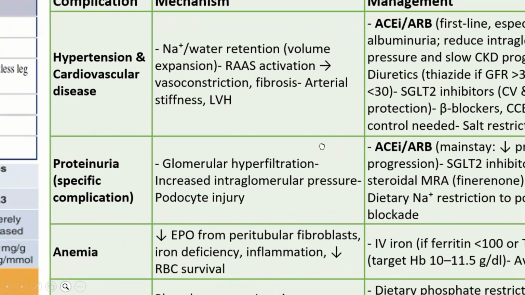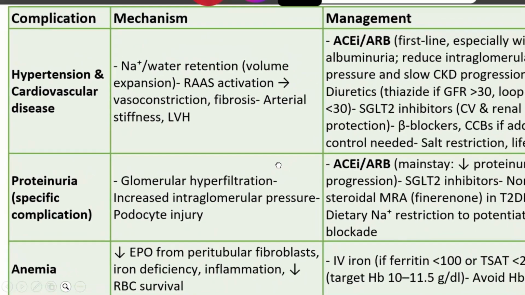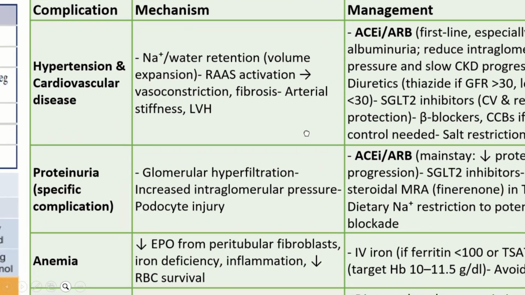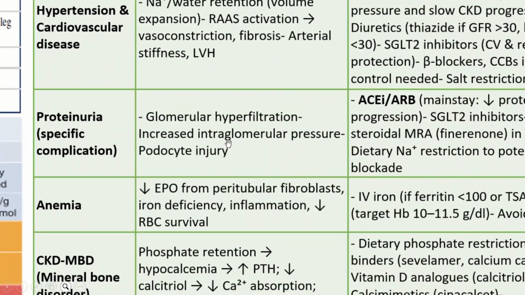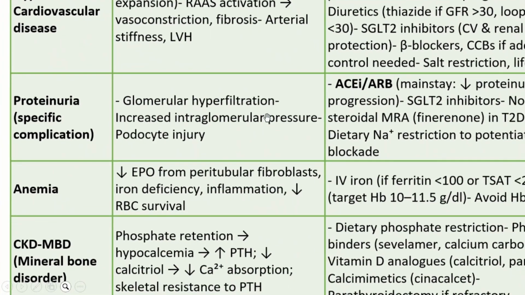So the ARBs or the ACE inhibitors are going to be the first line for this condition. Then of course we want to consider other things like beta blockers and calcium channel blockers if necessary. We can do salt restriction, SGLT2 inhibitors, as well as manage our lifestyle.